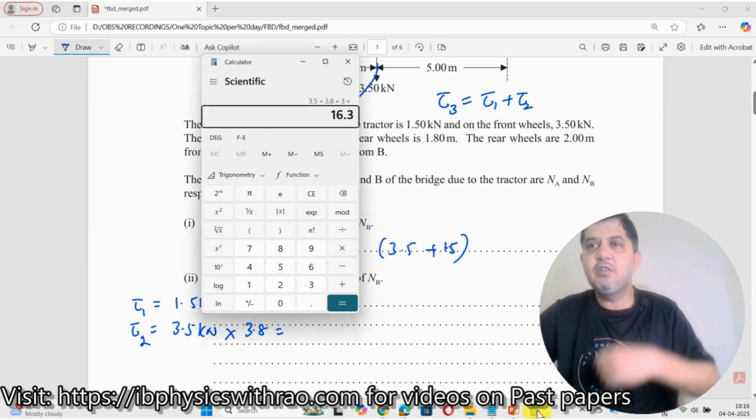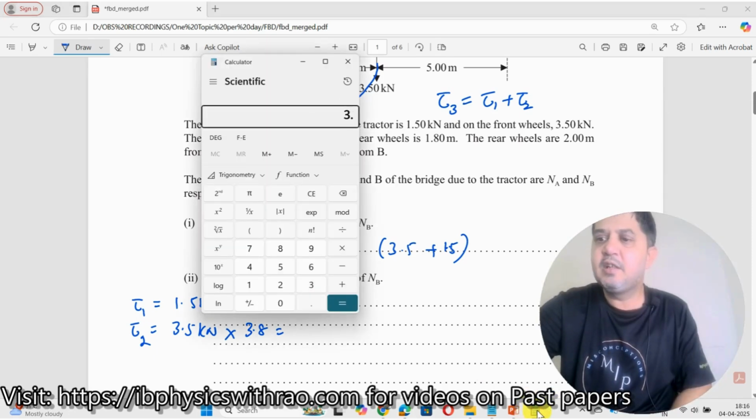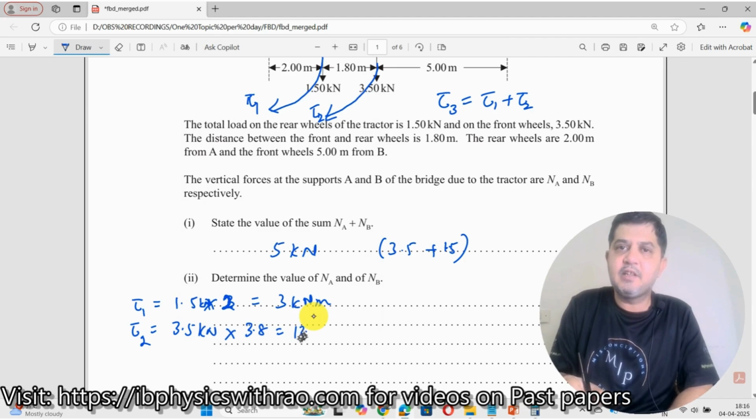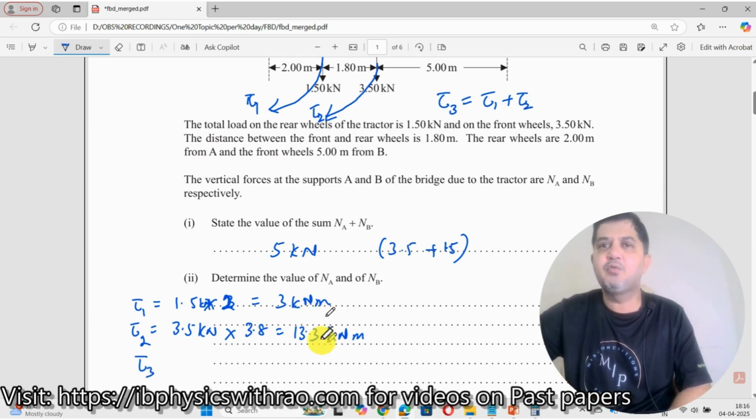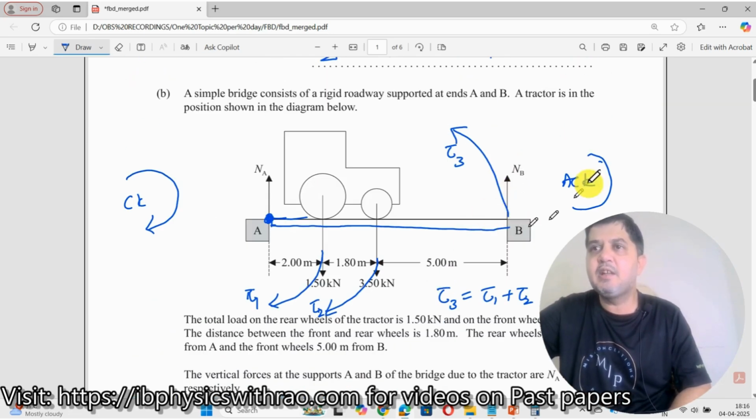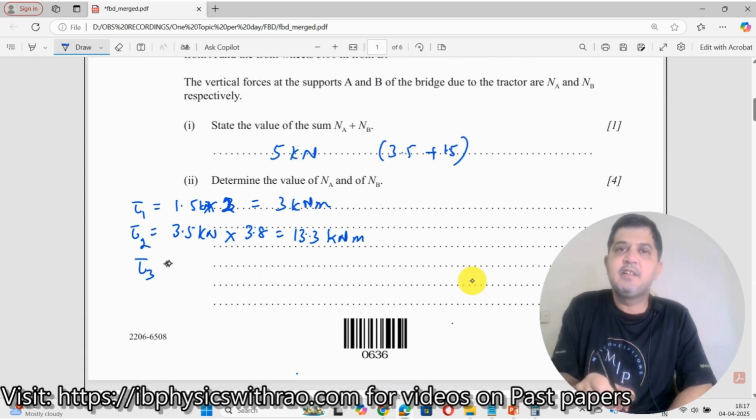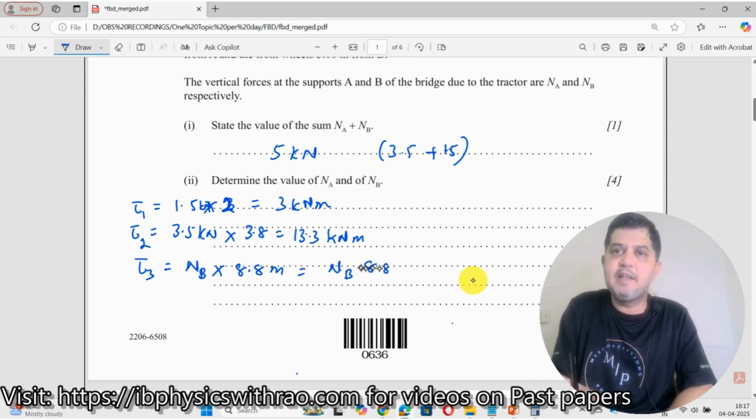Let us calculate that value. 3.5 multiplied by 3.8 will be equal to 13.3 kilonewton meter. Now similarly, I want to get tau 3 also. Tau 3 is nothing but your anti-clockwise moment. Tau 3 will be equal to this force NB multiplied by this distance. What is this distance? 5 plus 2, 7 plus 1.8, 8.8. So I should write this as equal to NB into 8.8 meters.